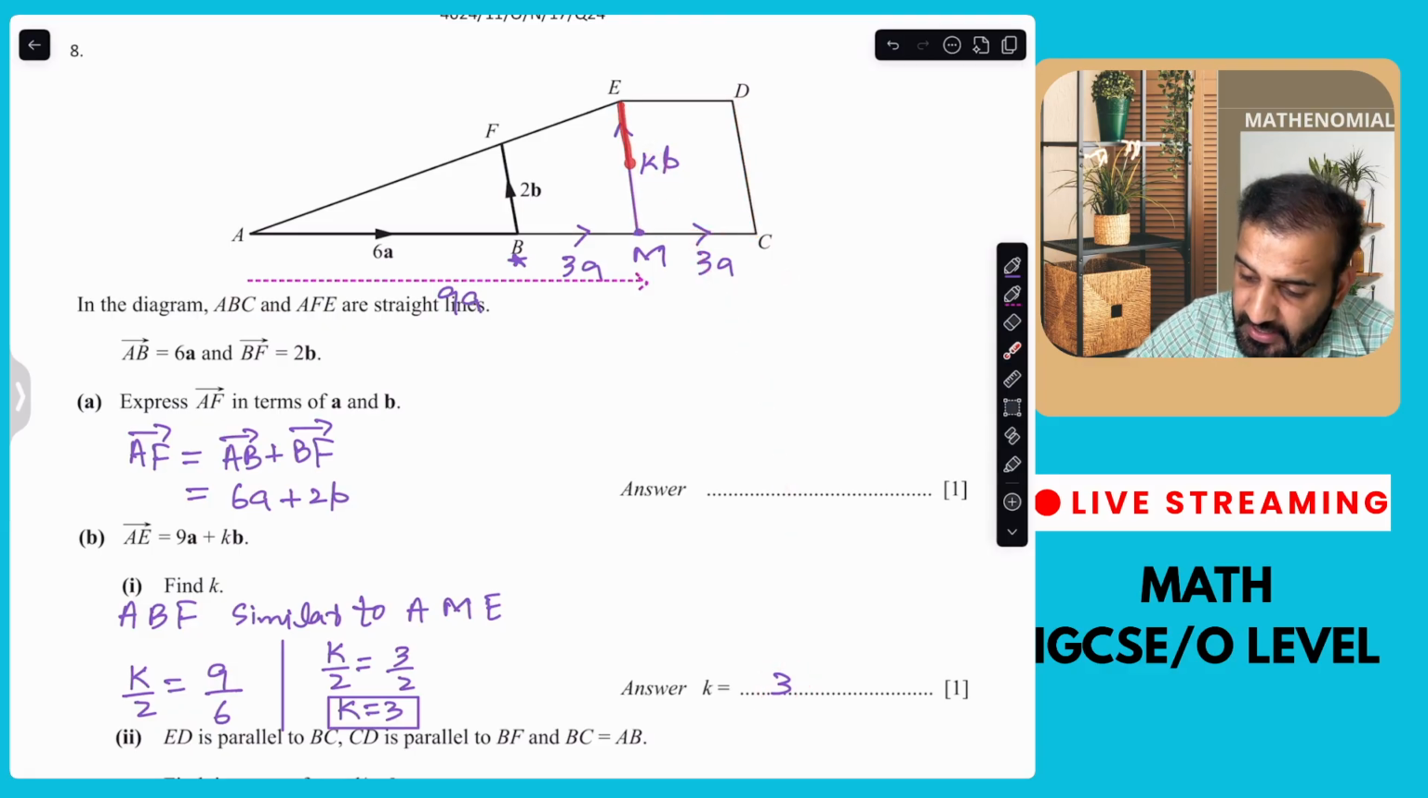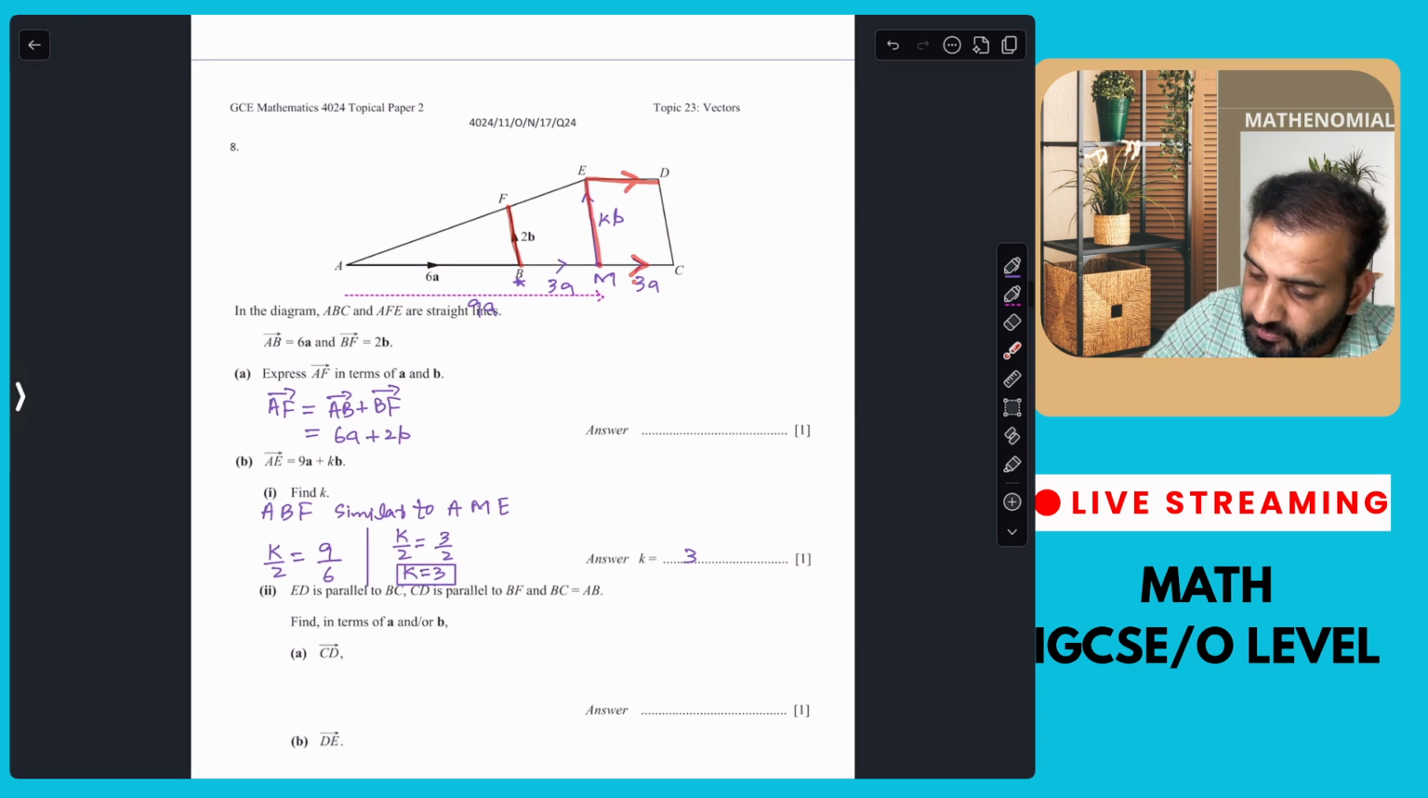Look, both of these are parallel. If this is parallel, then this is also parallel to this. It was given that ED is parallel to BC. And this M to C is 3a. This M to E is 3b. So this will also be 3a, and this will also be 3b. That's it. So CD is your 3b vector.